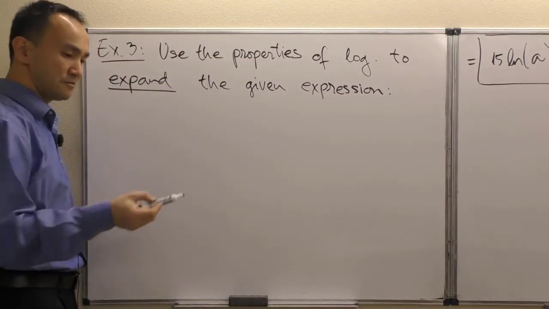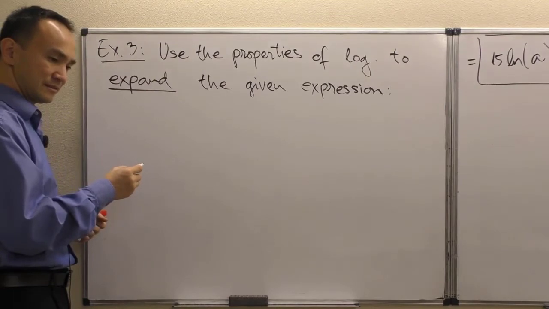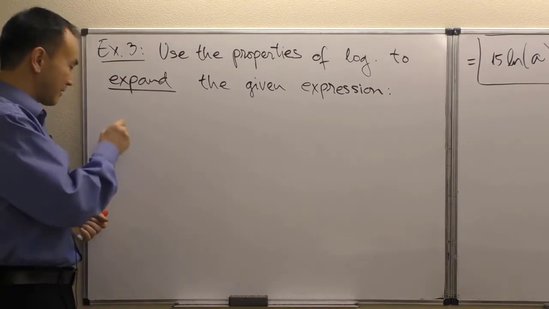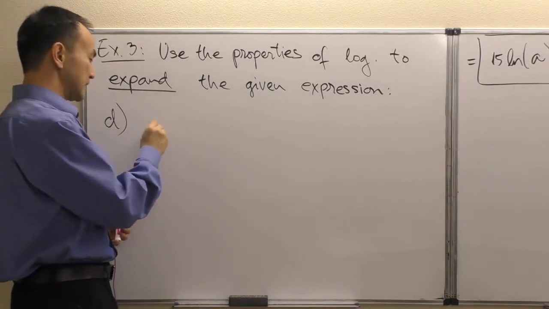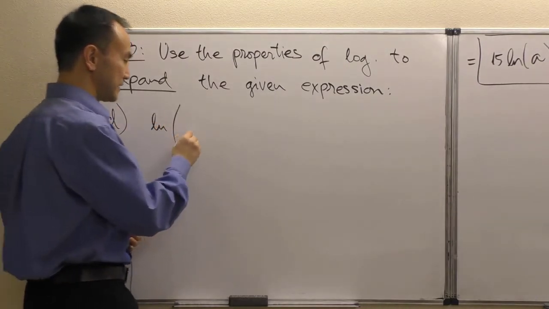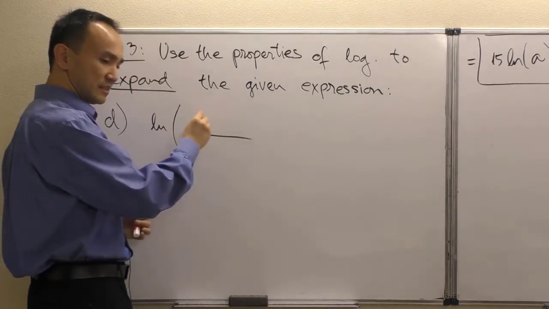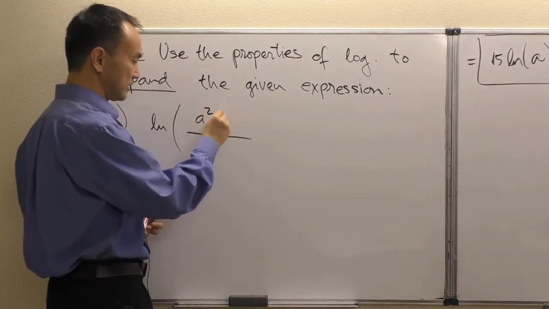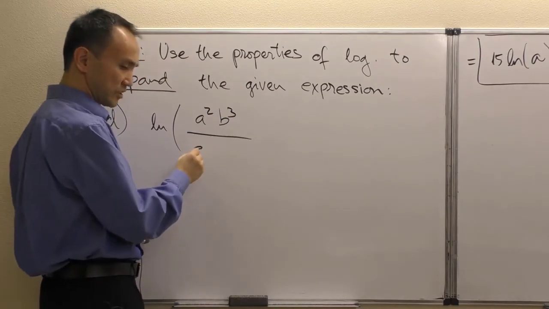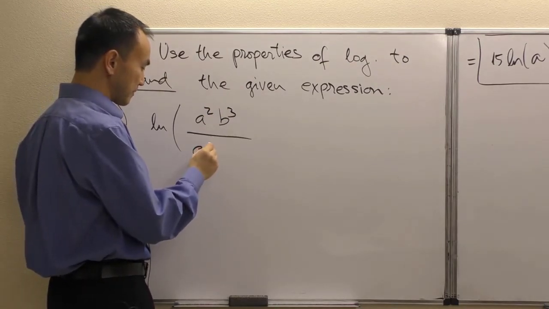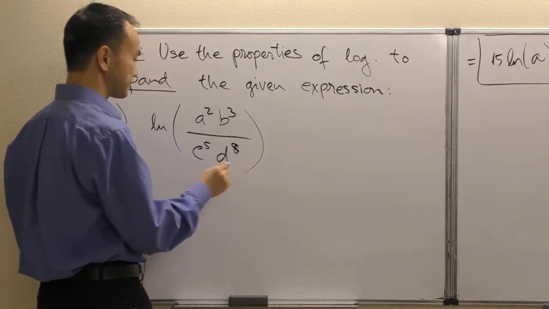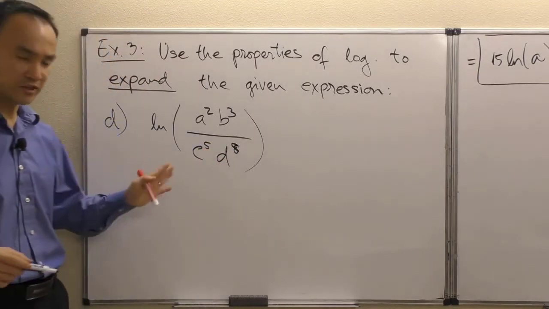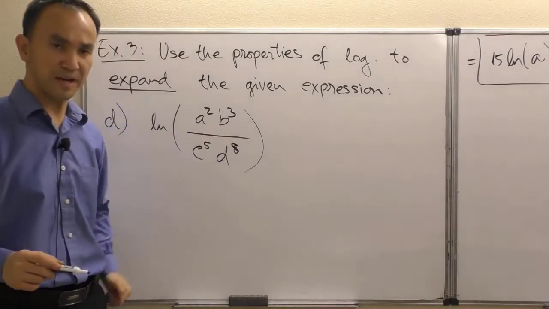All right, so now let's look at part D of our example here. So how about we're looking at natural log of a squared b cubed, and then there's a c to the 5th, and then d to the 8th, okay? And now this is even making it more clear about how we reverse the PEMDAS right here.